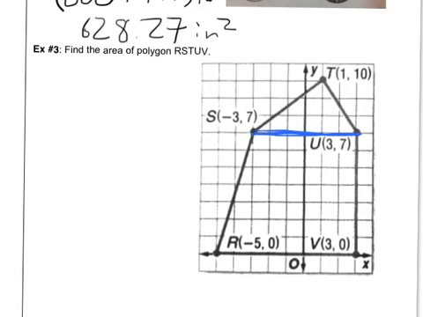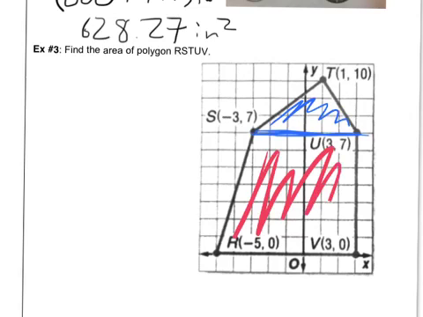But I think the easiest way to do this is to just draw a little line right here from S to U. And now what we have is we have a triangle and we have a trapezoid. And so we just have to add up the blue triangle, and we'll call the trapezoid the red trapezoid. So blue triangle plus the red trapezoid.